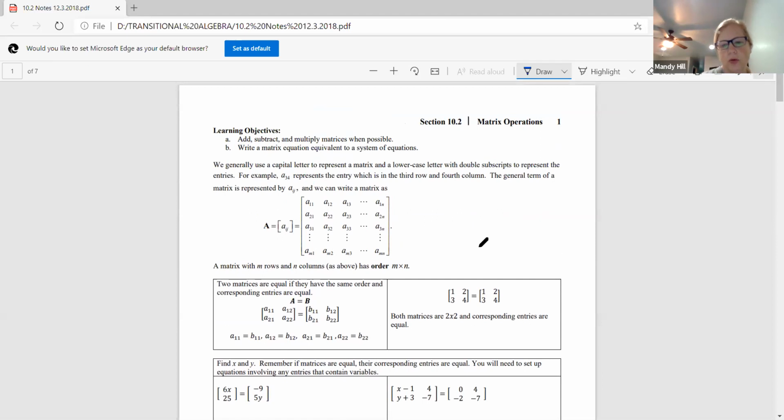Okay, so 10.2, we're talking about matrix operations, and this lesson we kind of saved because it takes a little bit longer. It's not really difficult, I will say that. Matrices are just a special way to organize data. A lot of times when you talk about a matrix, you'll have rows and columns of things, and they represent something in a problem. And so we can use matrices to solve problems.